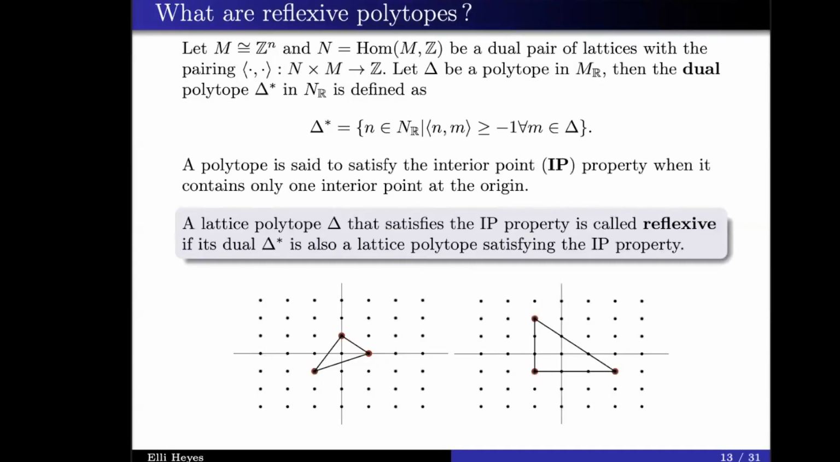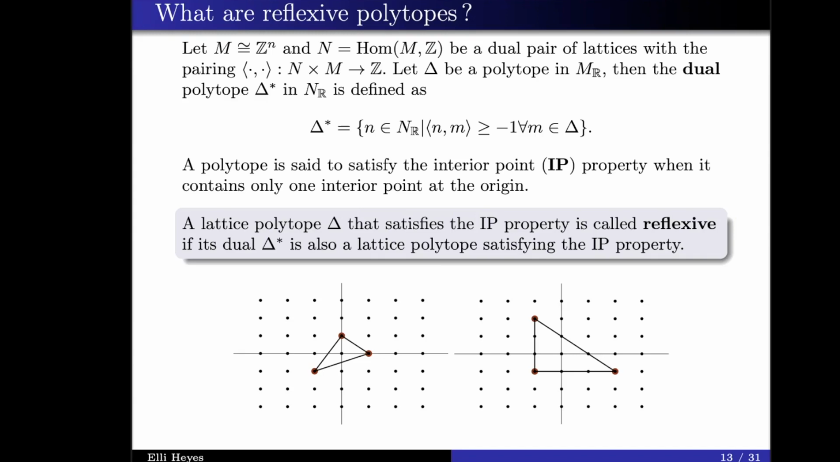So what are reflexive polytopes? Well, a polytope is just the convex hull of a set of points in a lattice. And then we say a polytope is a lattice polytope if all of its vertices lie in the lattice points. And we say a polytope satisfies the IP property if it contains just a single interior point, the origin. So to be specific about what I mean, here it's just one point in the middle. Here we have one point in the middle. We have points in the faces, but these are on the boundaries, and it's just one interior point, the origin.